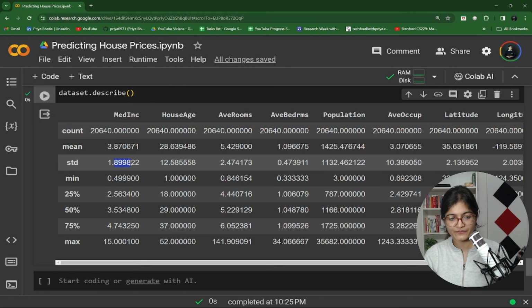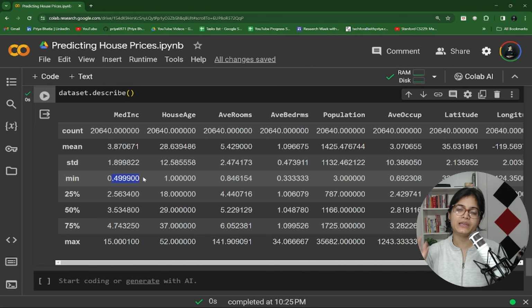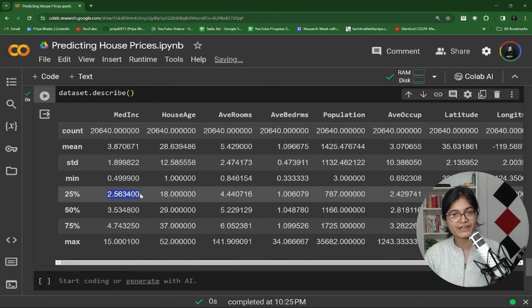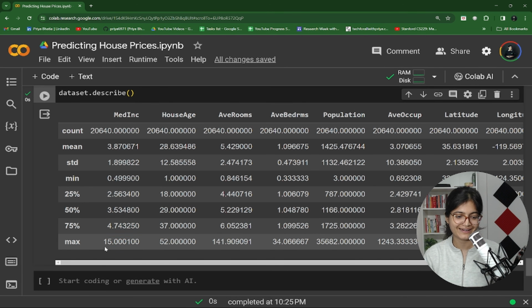Mean is there, standard deviation is there, the minimum value available for the complete feature values, like median house age, and the feature names that we have. What is the 25 percentile? What is the median value? What is the 75 percentile? What is the maximum value? So this is how, for every particular column that we have, we can easily calculate and get those values.